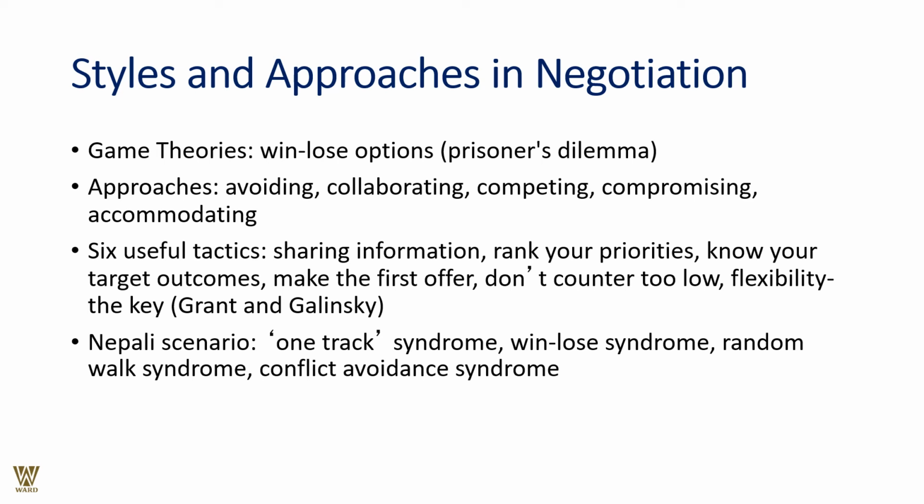Six useful tactics are all about sharing information, ranking your priorities, knowing your target outcome. Make the first offer, obviously, and don't counter too low. Flexibility is the key. So scenario-wise, what are we looking at? One-track scenario, win-lose scenario, random walk scenario, avoiding the conflict scenario. How do you go about it?